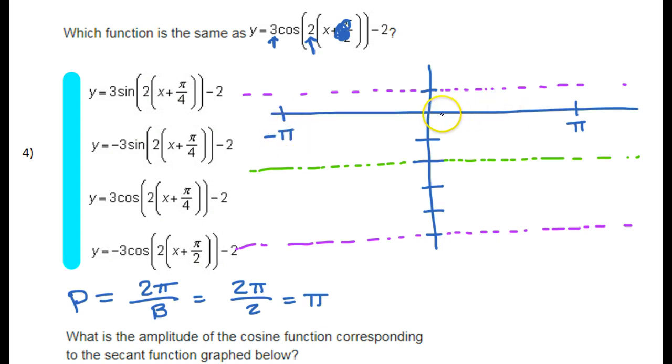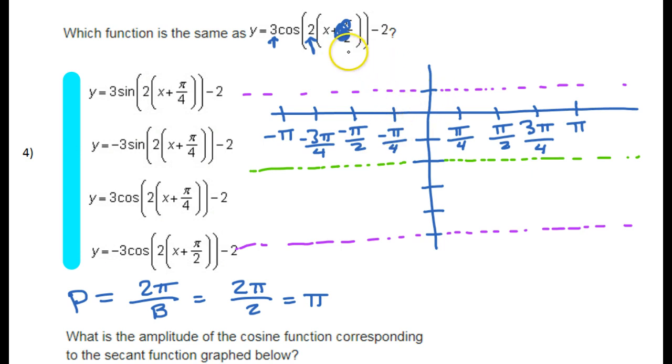Okay, so we need 4 marks. So the halfway point here would be pi over 2. And then in between those, we'd have pi over 4 and 3 pi over 4. Alright, doing the same thing on the other side. Right in the middle here, I will have negative pi over 2, and I'll have negative pi over 4, and I will have negative 3 pi over 4.